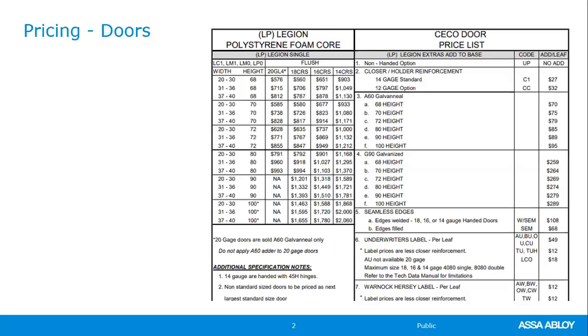You have your width, your height, and then you go into your 20, 18 gauge, 16 gauge, and 14 gauge. There is an asterisk on the 20 gauge: 20 gauge is sold as A60 galvanneal only, so you want to be aware of that. And then to the right of the chart, you begin with your various types of hardware add-ons. You have the base price of your door, then you add on any additional hardware preps. We do have some codes for some of these hardware preps. And again, closure reinforcements, you have your galvanneal charges, your galvanized charge, which is your G90. If you want the door to be seamless, you'll have listed there different types of labels and so on.